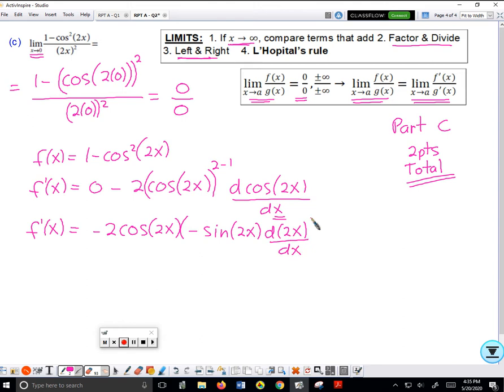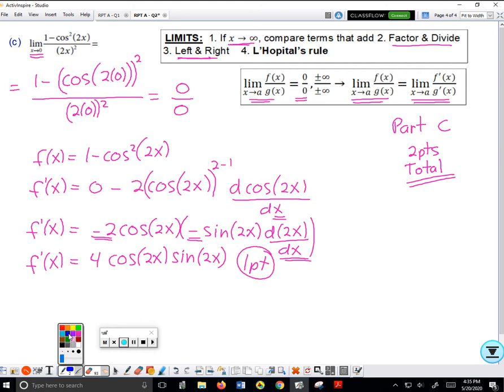So f prime of x is going to equal this: negative 2 times this negative 1 will make a positive 2. But the derivative of 2x is just 2. So that's going to become positive 4. And it will be cosine of 2x multiplied by the sine of 2x. They'll give you a point if you get to there. If you show that you're taking the derivative of the numerator, that was a bit of work. So then, the derivative of the bottom.